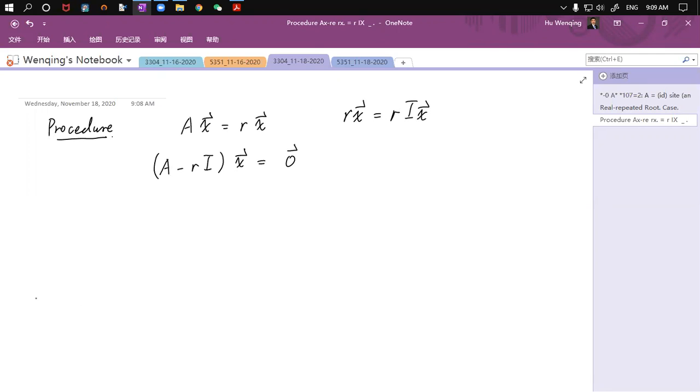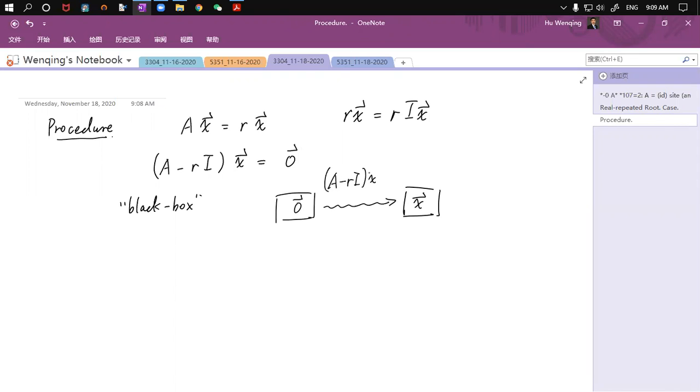Now, if you look at this equation, it can actually be viewed as a black box, in the sense that 0 is the input and x is the output. And how do you find the output? You set 0 as the input. Then, according to the equation (A minus rI) x equals 0, you solve for x. So x is the output. Is that good, family?